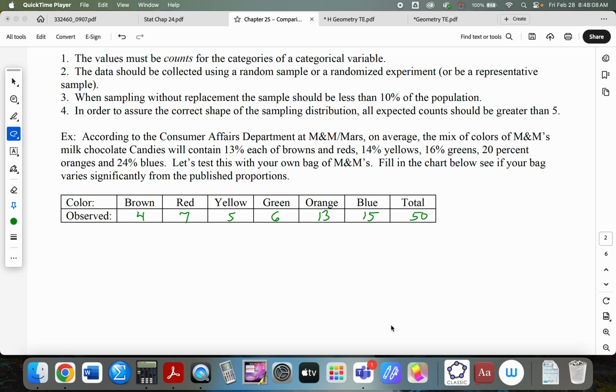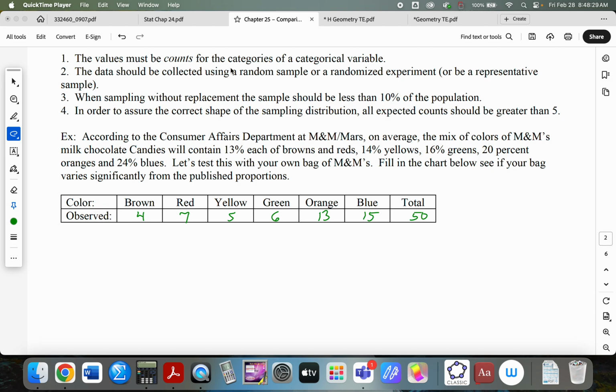All right, you guys asked for a video of this particular problem. So I went ahead and took one of the bags of 50 and made the counts for all the different colors, including the total was 50. I'm going to go ahead and start this.